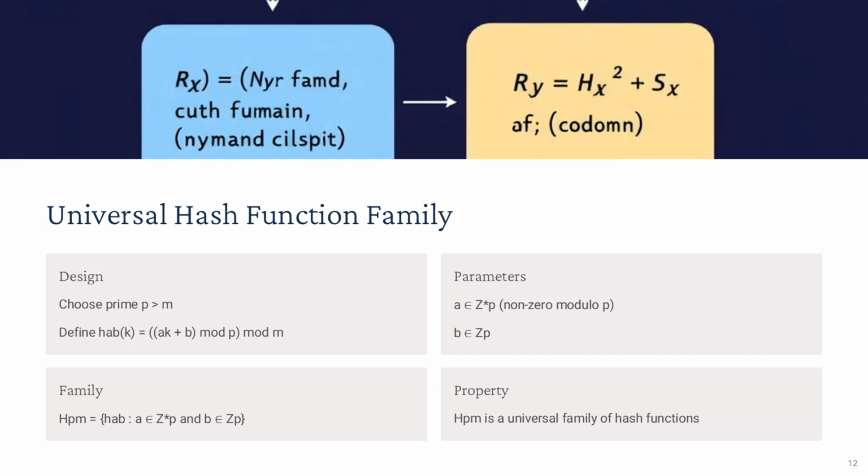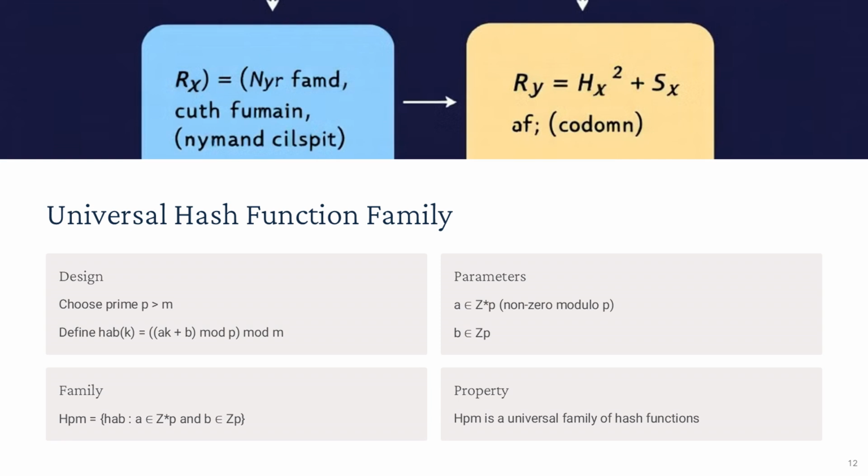A practical implementation of universal hashing uses modular arithmetic. Given a prime number p larger than the number of slots m, a hash function h sub a b of k is defined as the floor of a times k plus b, modulo p, then modulo m. Here, a is a non-zero integer modulo p, and b is an integer modulo p. The family of such functions, h sub p m, is a universal family.